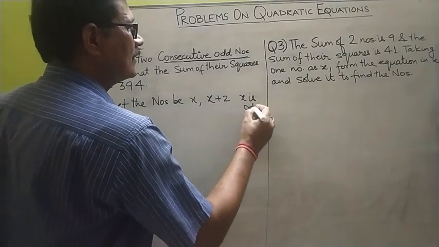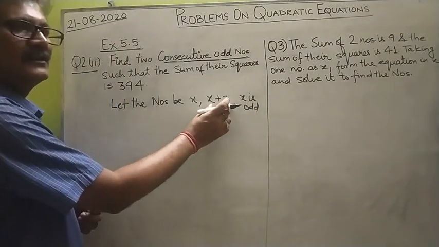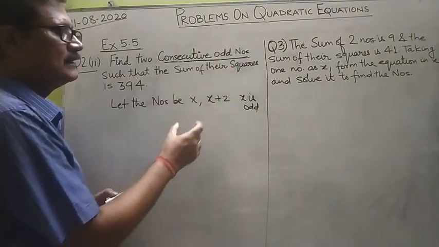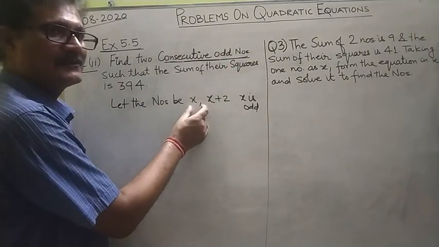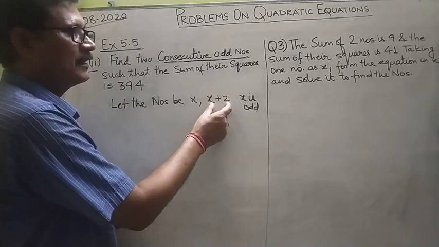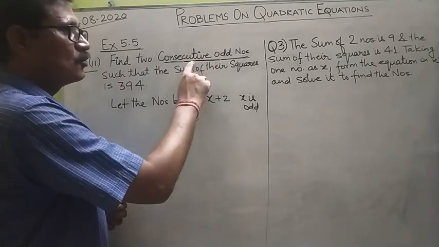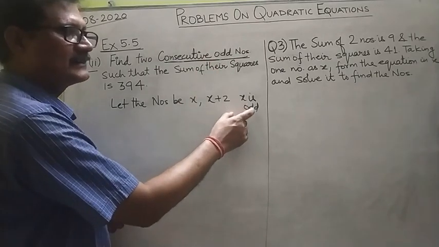If x is even, then you will get this as an even number. So whenever you're taking two consecutive odd numbers or two consecutive even numbers, the numbers are taken in terms of x as x and x plus 2. But if you're taking odd numbers, you should write x is odd. And if you're taking two consecutive even numbers, then you write here x is even.